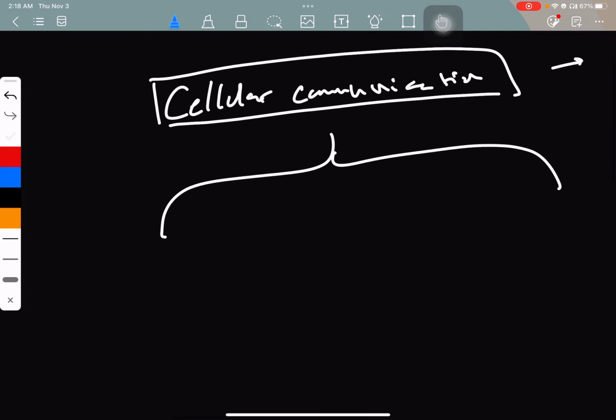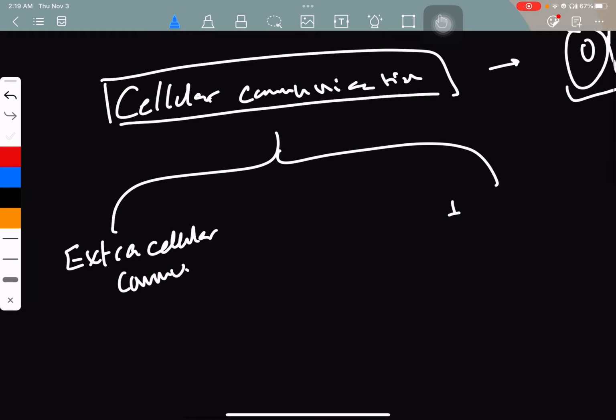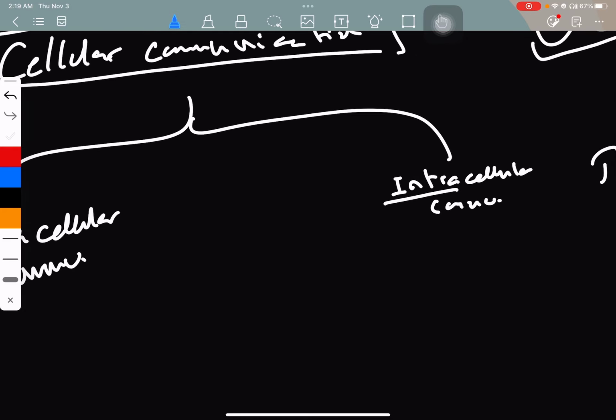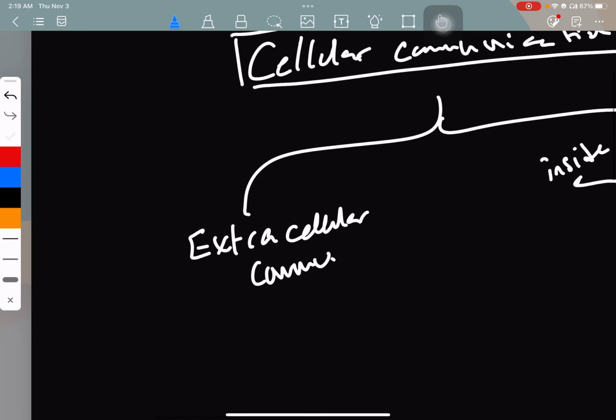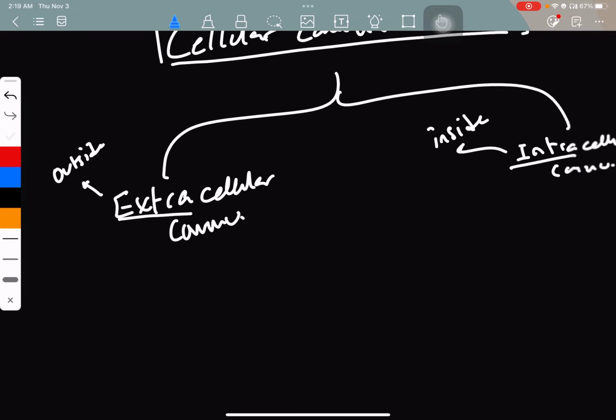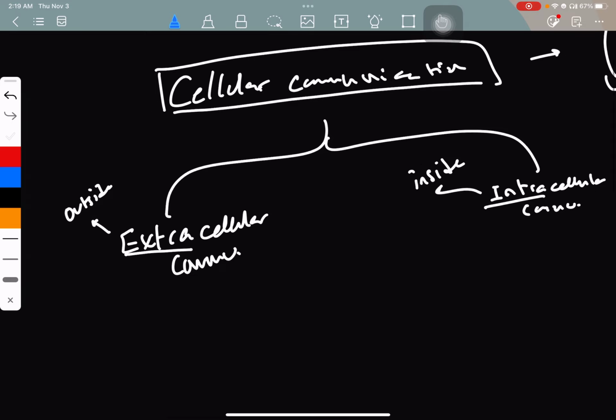That's why the two types are extracellular communication, and then intracellular communication. Intra means inside the cell. Extracellular is outside of the cell. Cellular means cell, and then communication. So it's pretty self-explanatory, pretty simple.